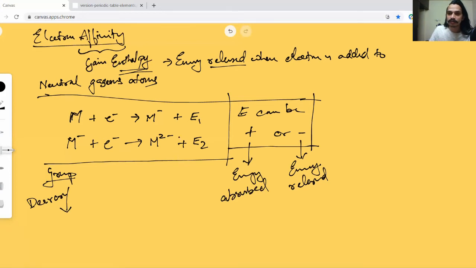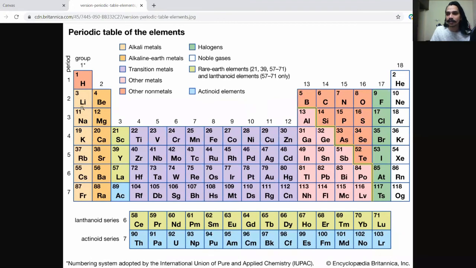So when we are going down a group, the energy that is going to be liberated or needed, both of them are going to reduce as you go down. Meaning, for lithium, the affinity will be higher, and for rubidium or potassium, it will be much lower. How much energy they release or absorb is going to be lower.